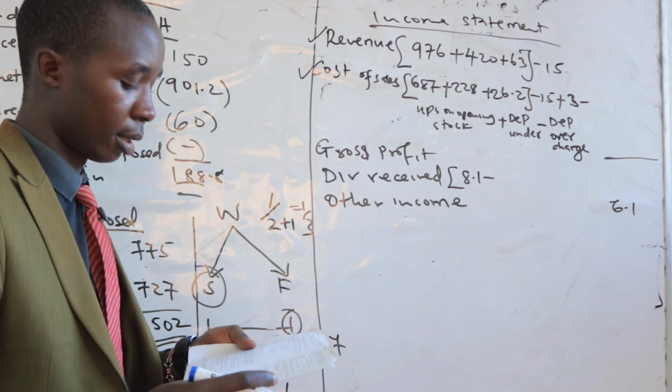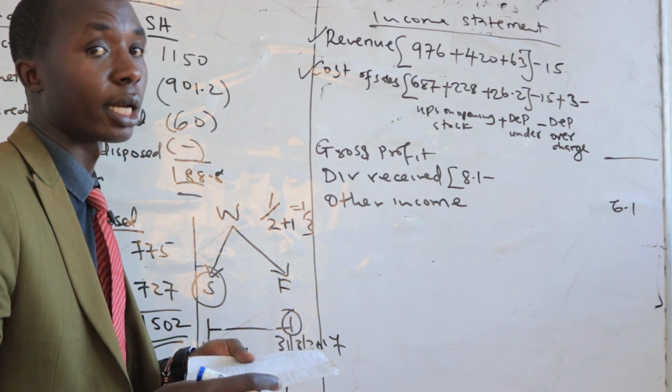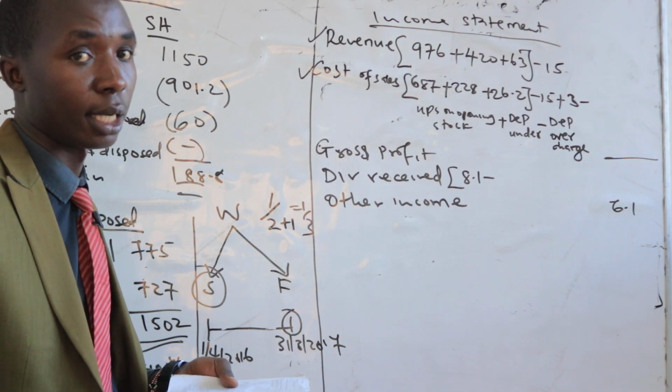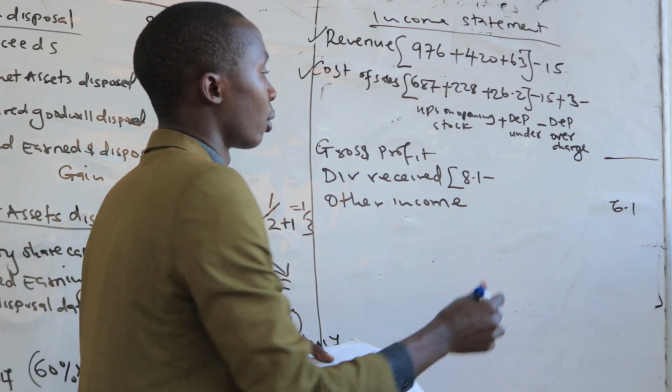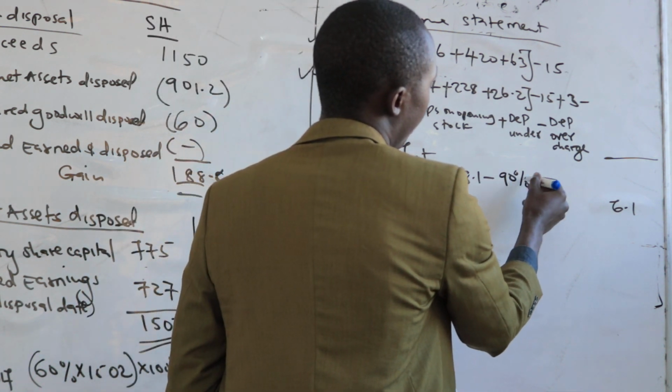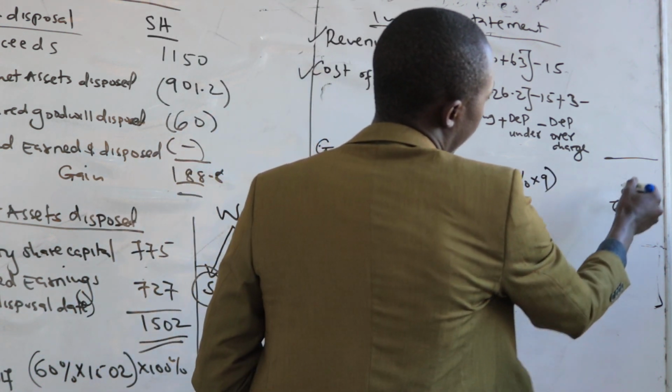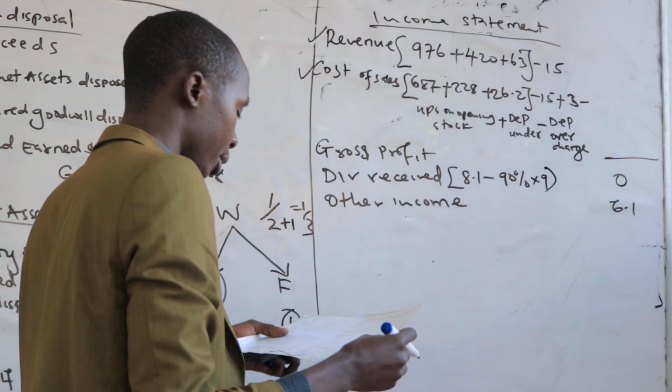And we know that the investee companies are not supposed to declare any dividends to the parent company during the year because the parent is entitled to the final profit. So here I'm supposed to subtract the 90% of the dividends which were declared. So that is supposed to be nil.